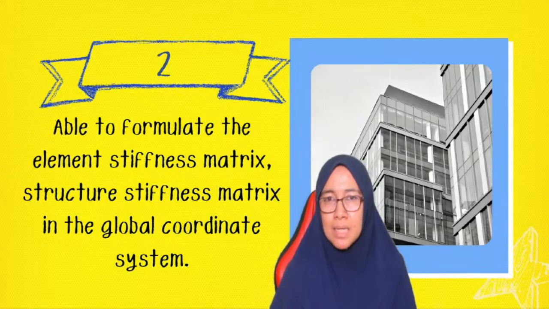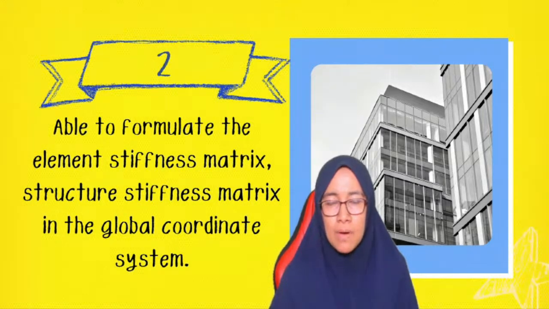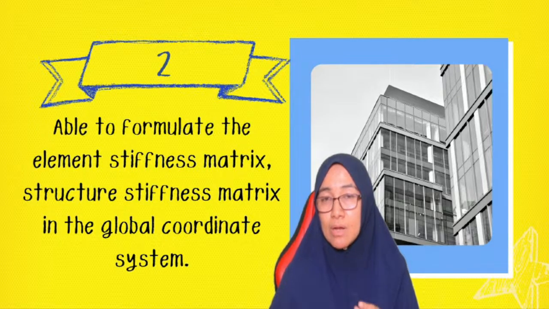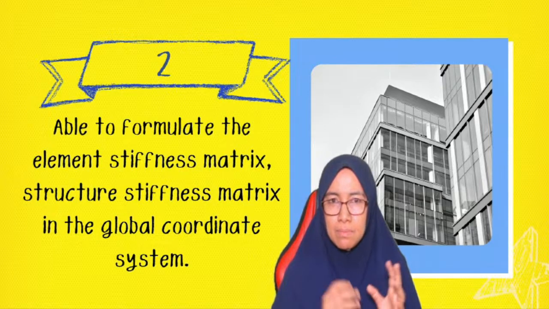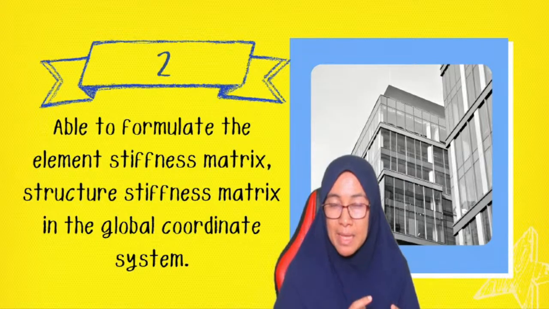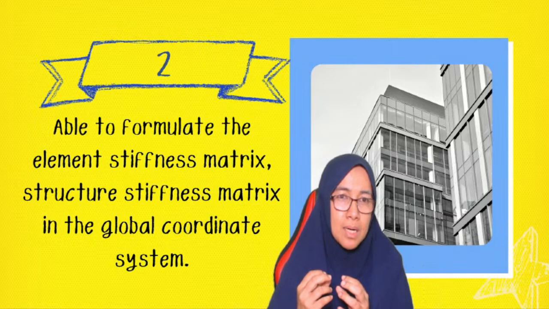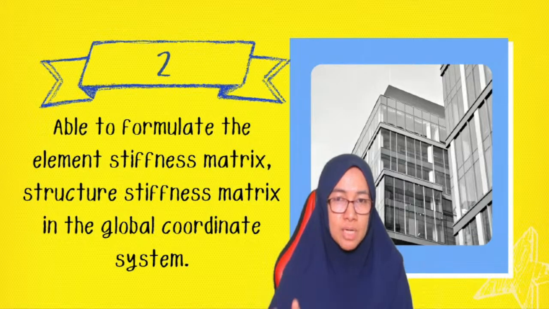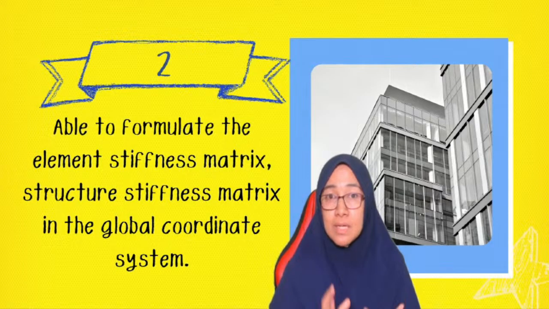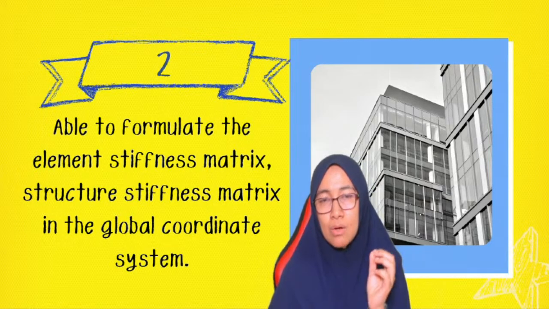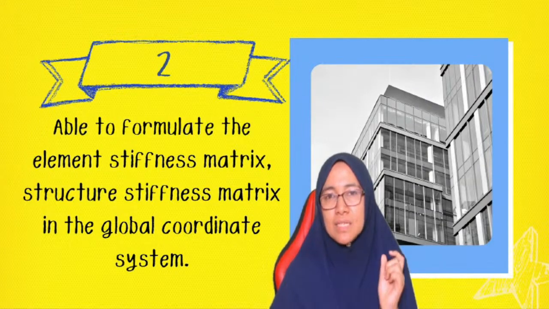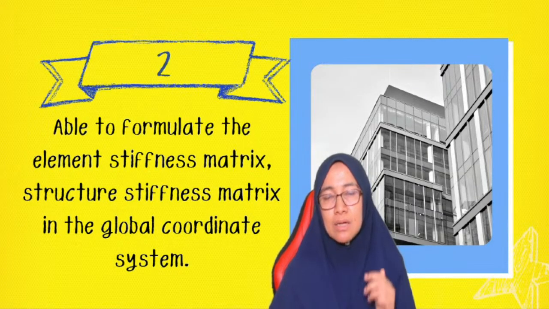Find other sources of material to understand more about the definition of unconstrained and constrained degree of freedom. You should be able to translate all the information in the diagram into D and Q, nodal forces and nodal displacement in matrix form, like what I have shown you just now. Only after that, we will continue to formulate the element stiffness matrix and structure stiffness matrix in the global coordinate system.